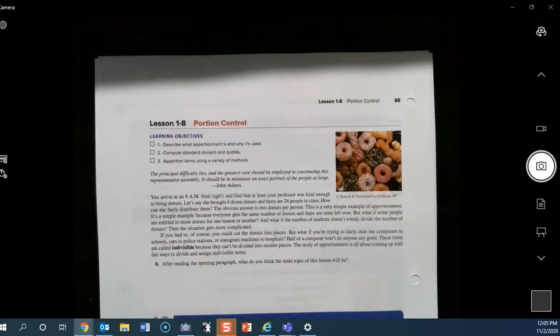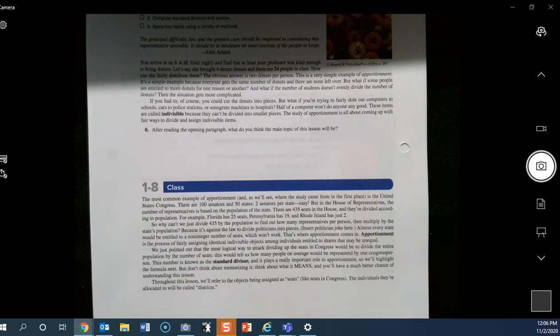Hello class, we're about to start lesson 1-8, apportionment. Our learning objectives are to describe what apportionment is and why it's used, to compute standard divisors and quotas, and to apportion items using a variety of methods.